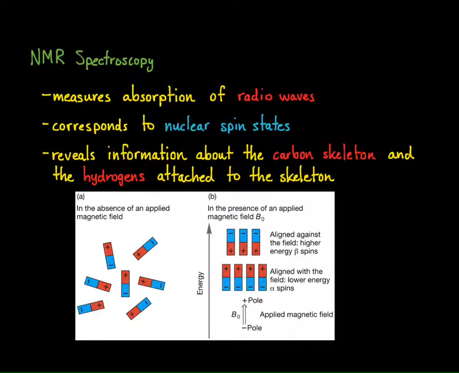But some are going to be aligned against the field, and so we create these two energy states, alpha and beta. And depending on the size of the magnet, the separation between alpha and beta is going to vary. So the greater the magnet, the greater the separation. But they all fall within the range, and the difference in energy between alpha and beta corresponds to energy provided by a radio frequency.